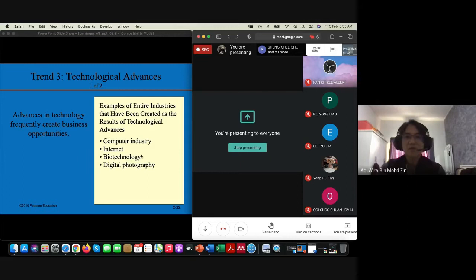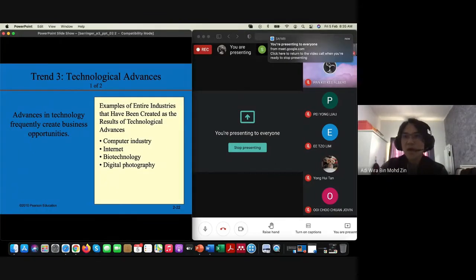Same goes for biotech technology. In biotech, the scientists managed to get the vaccine for COVID-19. Same goes for the computer industries. So I hope you have a clear picture on the technological advances as well. So any questions before I move on to another part? We just discussed the observing trend under the four factors.